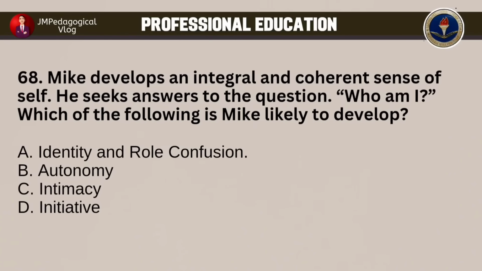68. Mike develops an integral and coherent sense of self. He seeks answers to the question, who am I? Which of the following is Mike likely to develop? A. Identity and role confusion. B. Autonomy. C. Intimacy. D. Initiative. A. Identity and role confusion.